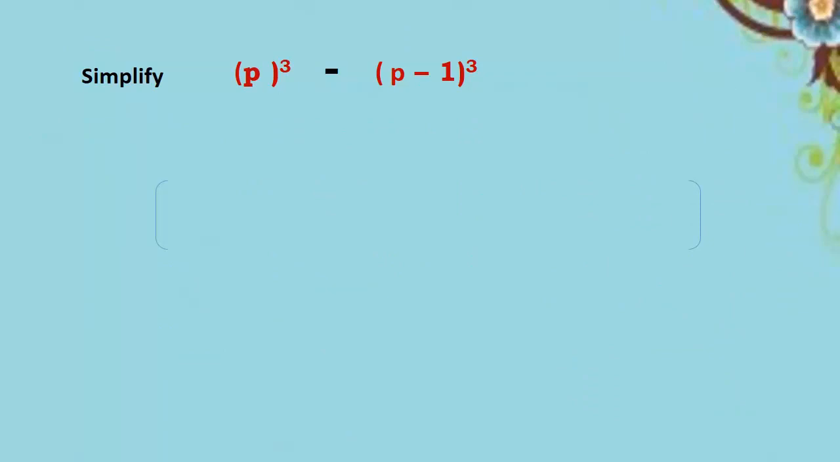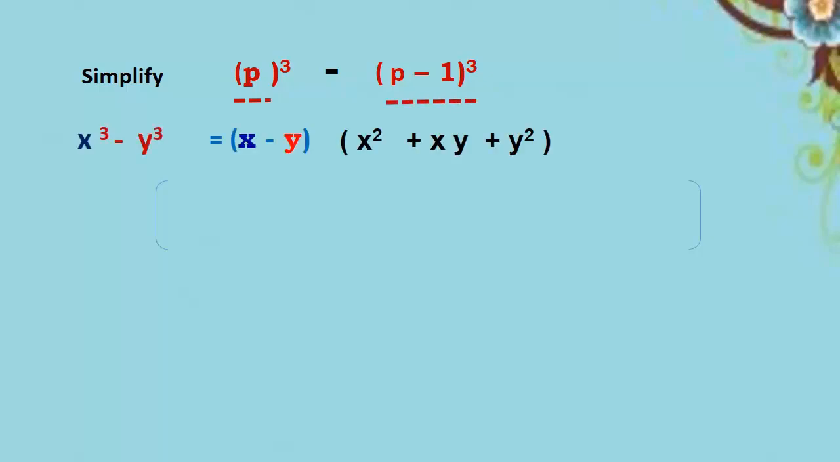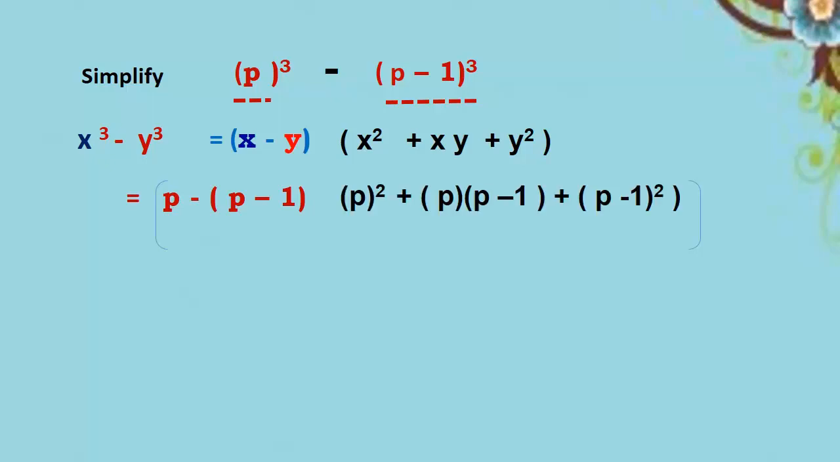Next, simplify p cube minus (p minus 1) the whole cube. Now this sum is a little bit different, but the format is the same if you observe, x cube minus y cube. So write down the formula correctly. Now instead of x, p, and instead of y, p minus 1. So let's substitute first correctly. As I said before, the minus sign, put it in a bracket. Again put it. Now first we solve the first bracket. So p minus into minus plus 1. Don't forget to write 1.